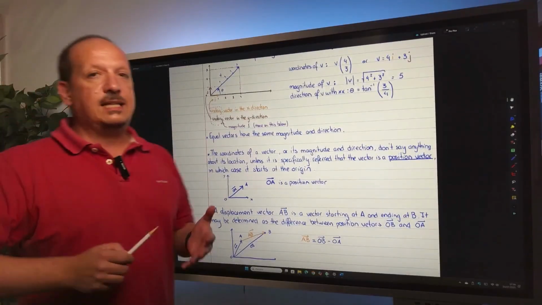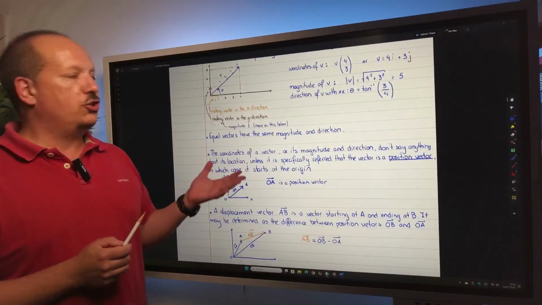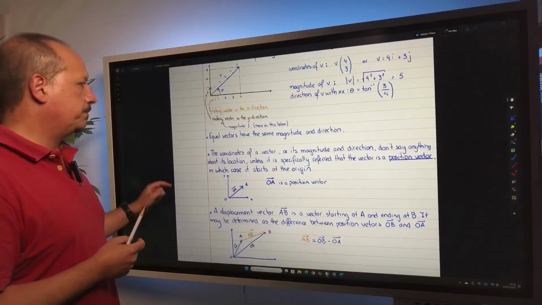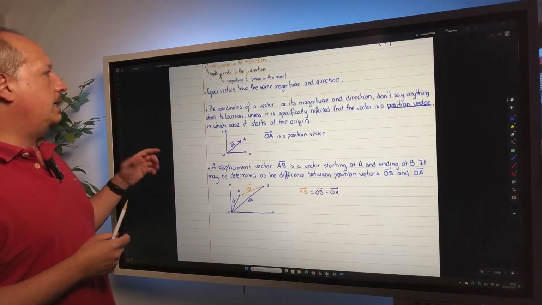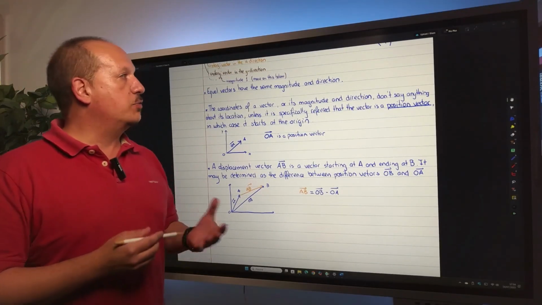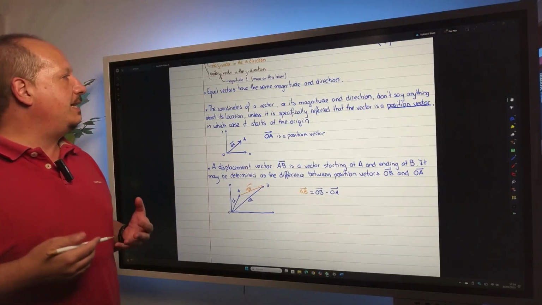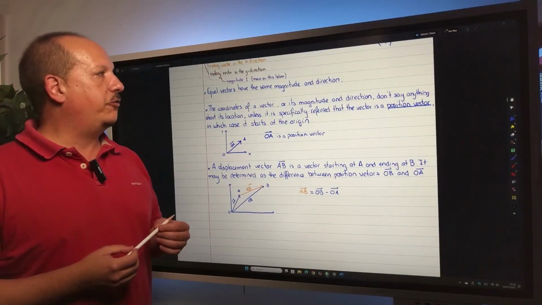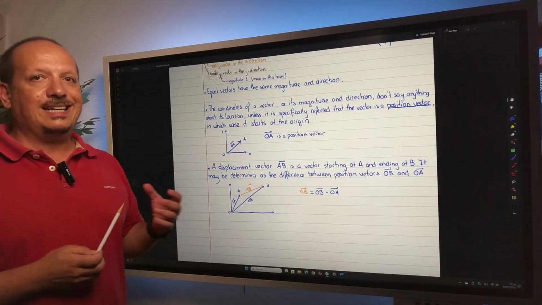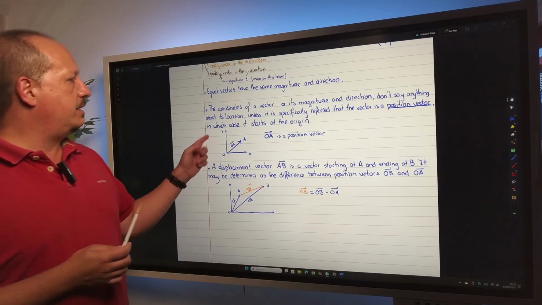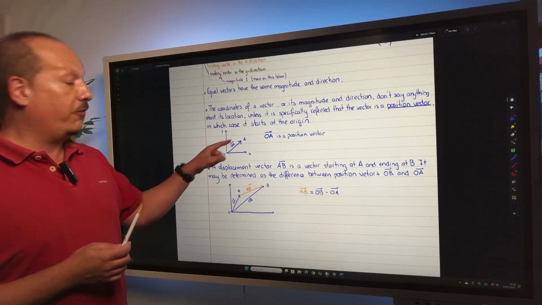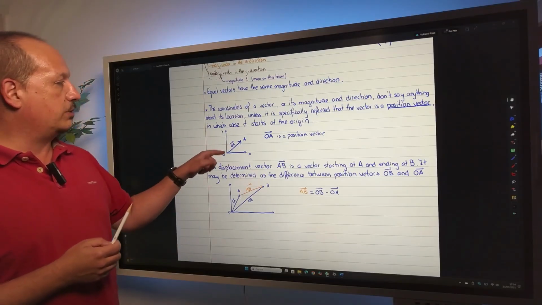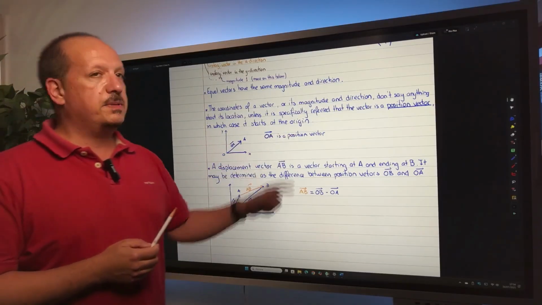You need to understand that equal vectors have the same magnitude and direction, no matter where they are placed, but they are considered equal. And the coordinates of a vector or its magnitude and direction don't say anything about its location, unless it is specifically stated that the vector is a position vector. And in this case, you know that the vector will start at the origin of the referential. So in this case, this vector over here, represented by OA, is a position vector.